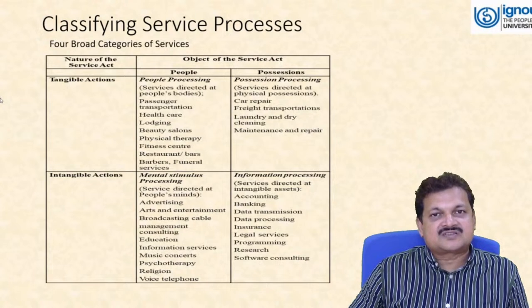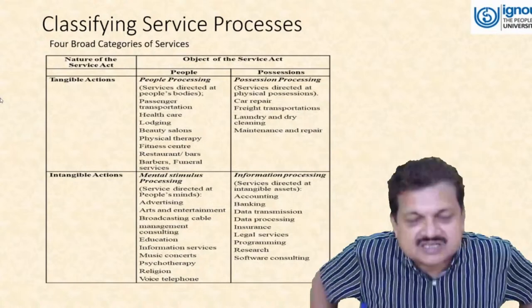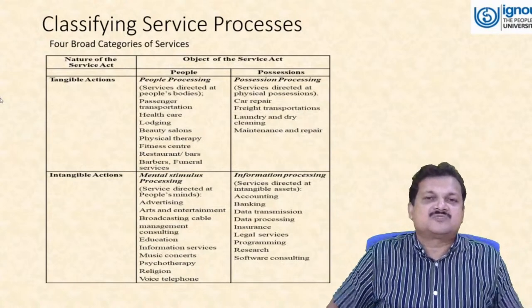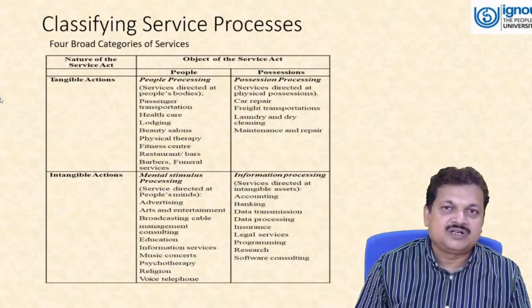That is tangible actions and possession processing. Here the service is directed at physical possessions, like car repair, freight transport, laundry and dry cleaning. Through machines, as an individual, you are going to do it, and the location is available where you get this kind of service, because these people cannot come to the client's point. So you need to go to their area where you will get this particular kind of service.